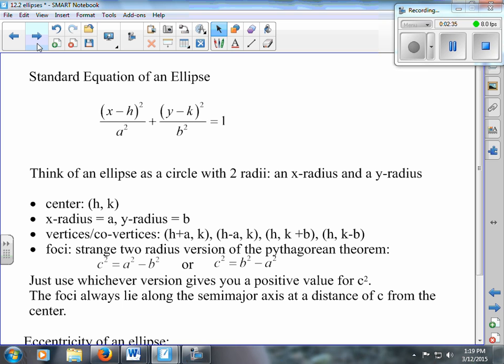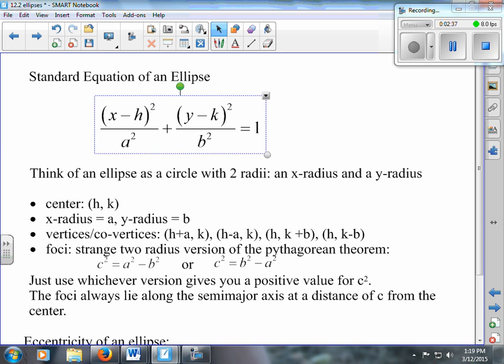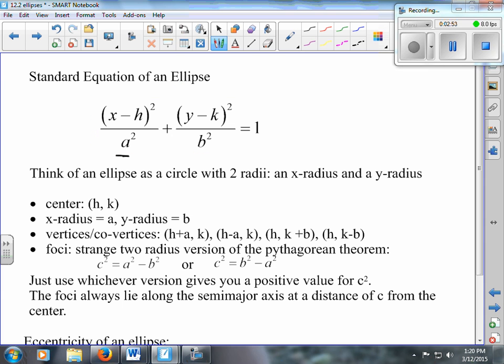Okay, so here is our standard equation. The book does something extremely confusing, and actually all books do this. It's very confusing, and I refuse to do it. The book gives you two different formulas, one with a under x and one with a under y, and they just make a the bigger one, and I think that's ridiculous. So we don't do that.